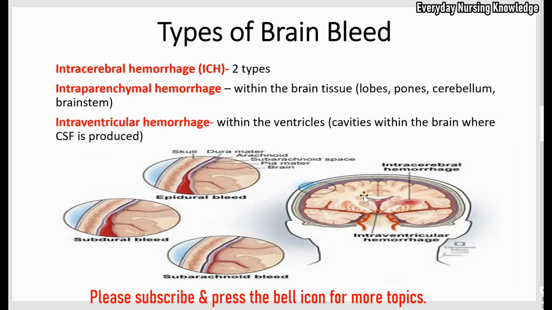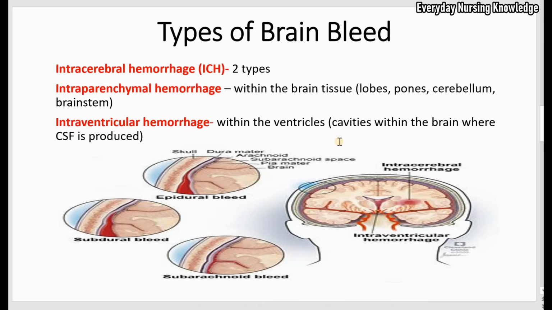Intraparenchymal hemorrhage, that is within the brain, and it can happen in any of the lobes, pons, cerebellum, brainstem. And intraventricular hemorrhage happens within the ventricles, or inside the ventricles. Ventricles are cavities within the brain where CSF is produced.